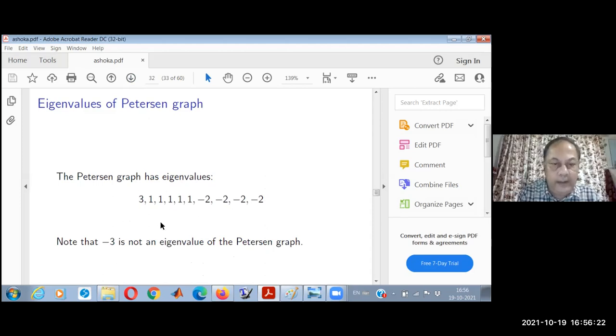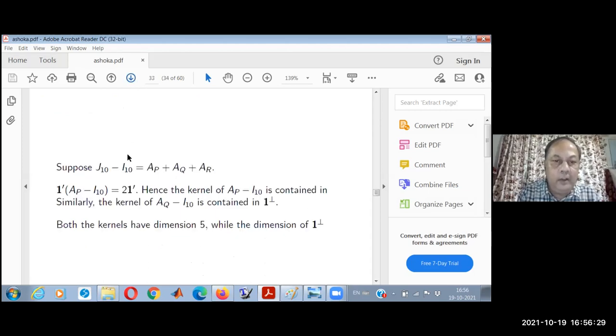So the Petersen graph has eigenvalues, I already told you. Just remember the crucial thing that -3 is not an eigenvalue. This will be required. So here is J10 minus I10, the adjacency matrix of the complete graph. I want to decompose it as a sum of AP plus AQ plus AR, where all these represent the Petersen graph or its row-column relabeling, a row-column permutation. So let's start with this equation and try to use elementary linear algebra to get a contradiction.